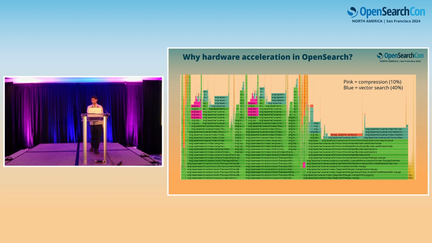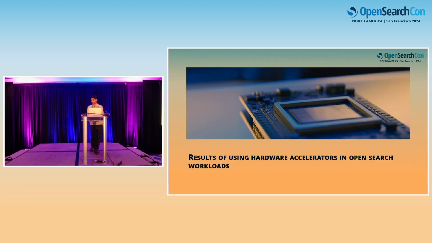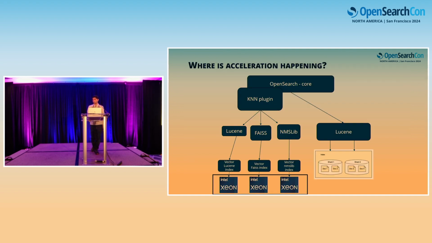So let's see what happens from here. I will pivot onto results and explain some of the things that happened when we did hardware acceleration using these accelerators. Fundamentally, before we get into results, let's understand where this is happening. When we talk about accelerators, let's break this OpenSearch architecture down a little bit.